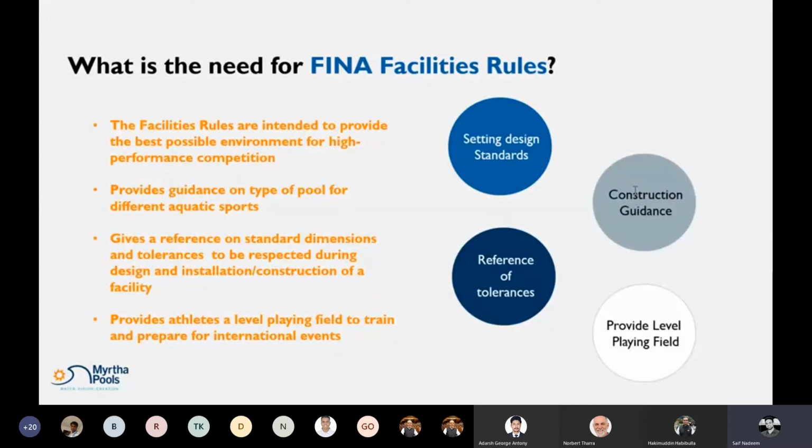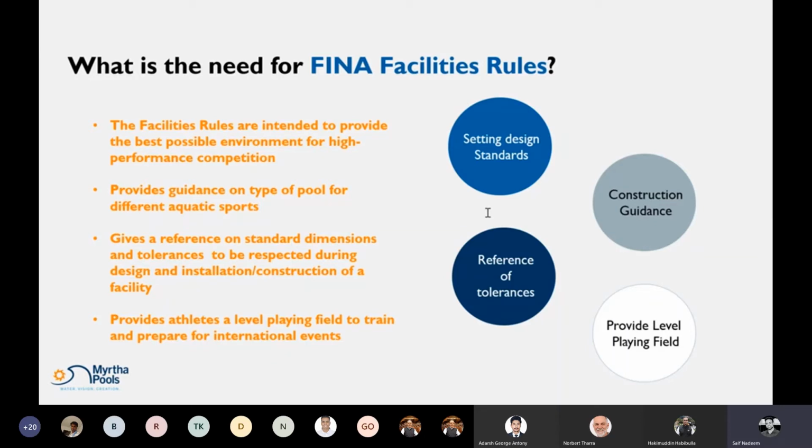Now this brings us to the next set of questions. We've learned that FINA has technical committees for facilities, but what is the need of having the facility rules? Okay, four major points. Setting design standards, providing the best environment for high performance competition, providing guidance on design and construction requisites on the type of pools for different aquatic sports, define tolerances for acceptability which need to be respected during design, installation, and construction of a facility, and fourth, providing a level playing field to train and prepare for international events. So among all this jargon, if you just break it down, if you just follow these FINA facility rules religiously, what can be achieved?